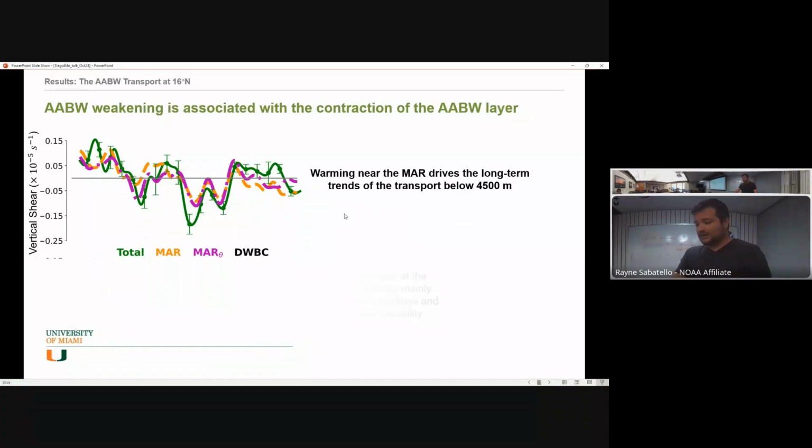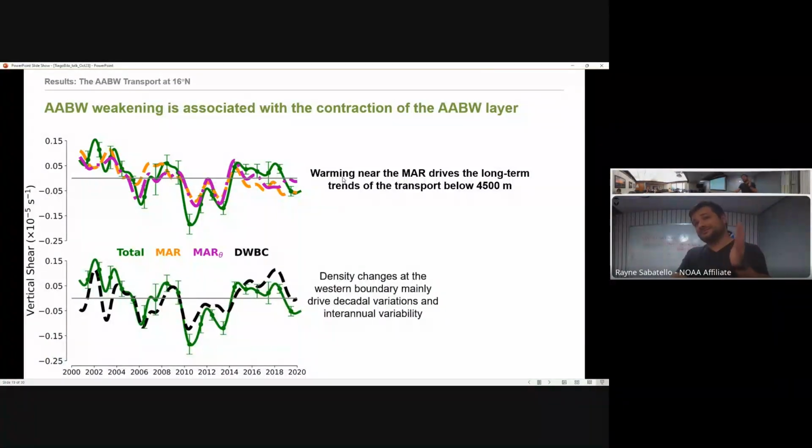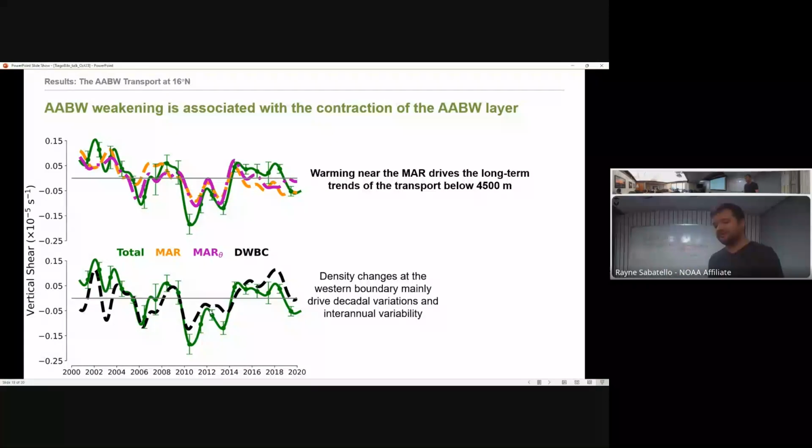If you do the same thing now, but using an average density profile over the mid-Atlantic ridge, and let the deep western boundary current vary, we don't have the trend anymore. There's no trend, and actually we explain most of the interannual to decadal variability, but no significant trend. Meaning the long-term trends during those 20 years are associated with warming of the Antarctic bottom water layer near the mid-Atlantic ridge. Okay?